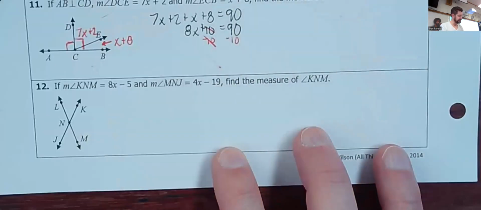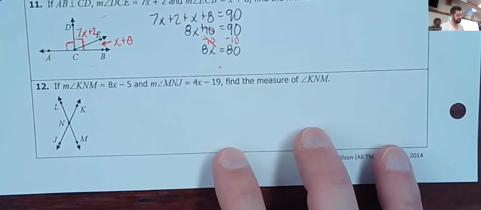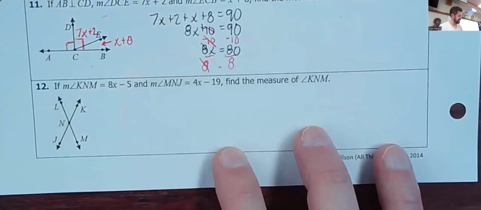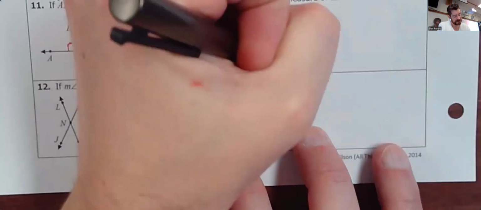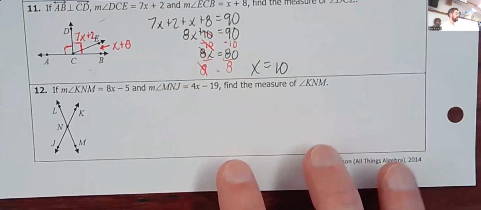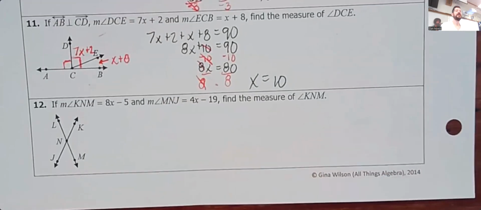Subtract 10, all right. Which would be 80. So 8x equals 80. And then what? Divide by 8. So what does x equal? 10, all right. Is that the answer? No. What is the answer?